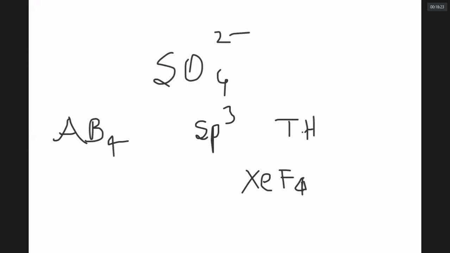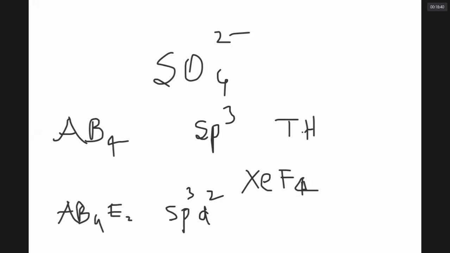XeF4. AB4E2, sir. Lone pairs before E2. AB4E2. Hybridization: sp3d2. Shape: T shape, sir.